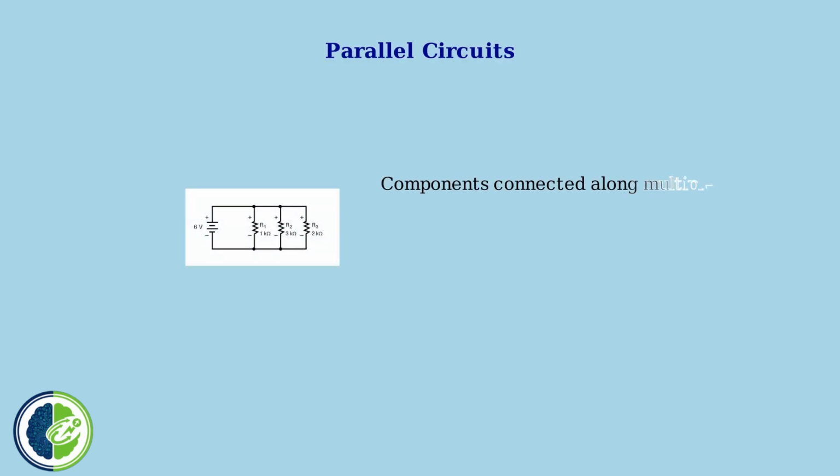Now let's examine parallel circuits, which work very differently from series circuits. In a parallel circuit, components are connected along multiple paths. This creates several routes for current to flow, and the current divides between these different branches.